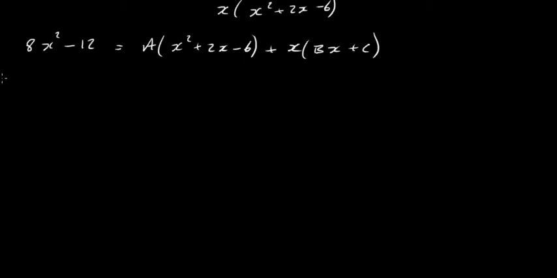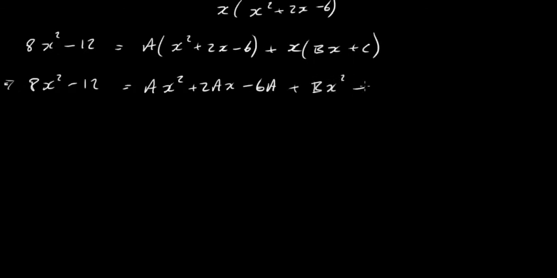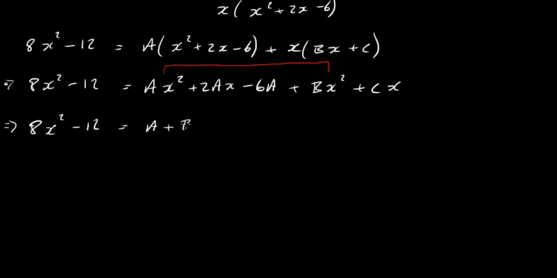So let's do that. Here we have 8x squared minus 12. On the right hand side we've got Ax squared plus 2Ax minus 6A plus Bx squared plus Cx. Let's tidy this up a little bit. I'm going to take this x squared term and this x squared term, put them together and factorize, so I end up with A plus B, both multiplied by x squared. Now I'm going to take this x term and this x term, put them together and factorize, so that gives me 2A plus C, both multiplied by x.